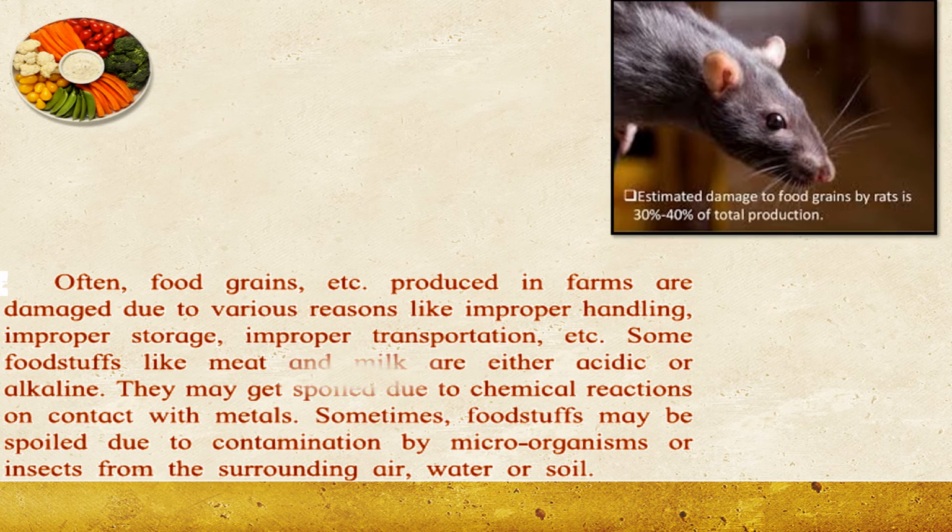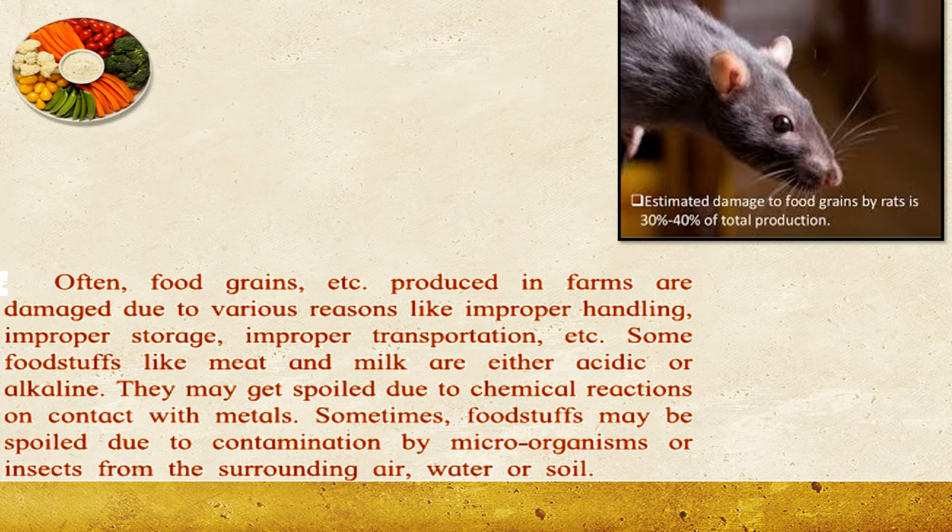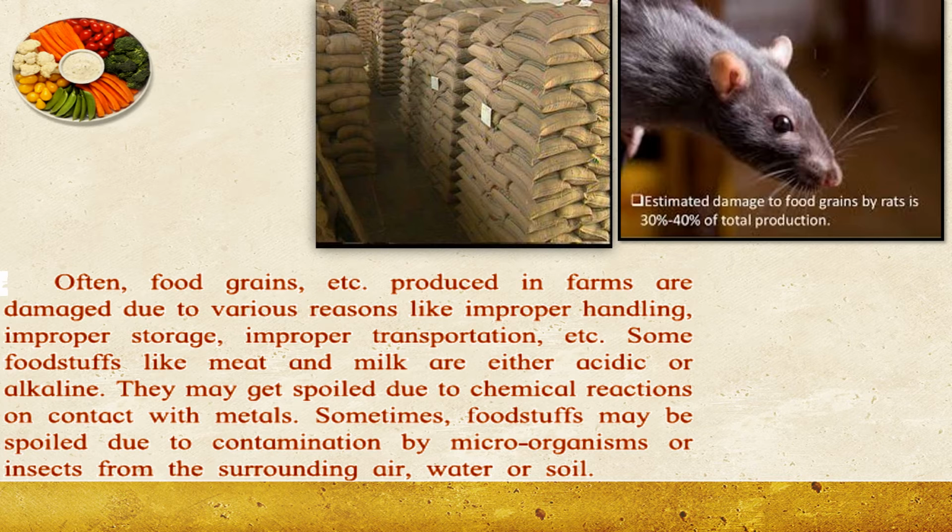Often food grains etc. produced in farms are damaged due to various reasons like improper handling. If we don't keep them properly, that is improper storage. Here you can see how neatly and nicely they have stored. But even if it is stored well like this, if we do nothing to prevent rodents from entering, that also leads to wastage of food grains. So if you pack it this way, cover it well so that no rat or insect goes inside and spoils it.